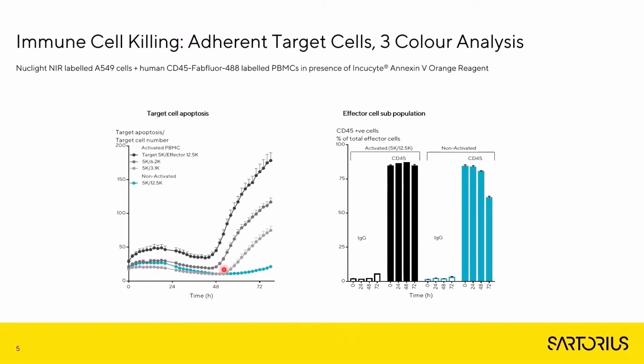We can perform a cell-by-cell analysis on the effector cells, and we can look at the percentage of cells which express CD45. When they're activated, there is a consistent expression level. However, when the PBMCs are non-activated, we actually see CD45 dropping over time.